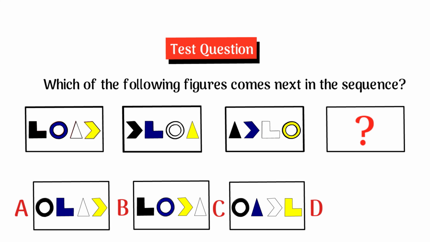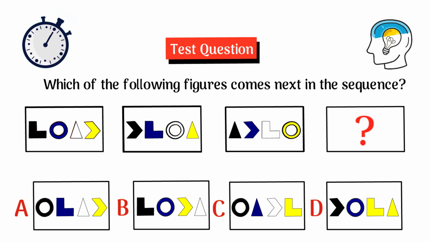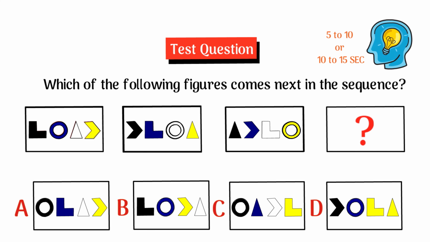You have 4 different choices to identify the missing item in the sequence. Choices A, B, C, and D. Do you think you can come up with the answer? Give yourself some time. You can pause this video to see if you can identify the pattern. Give yourself 5 to 10, maybe 10 to 15 seconds. This is about as much time as you will get in the real test. Did you figure out the solution? Let's continue to see how we can get to the correct solution together.